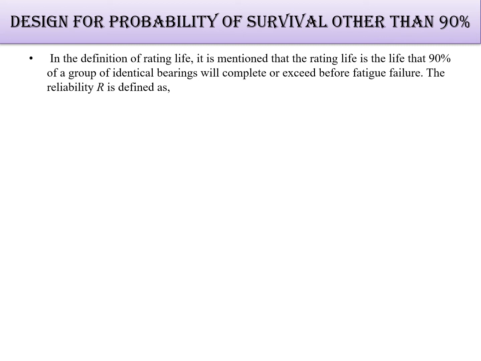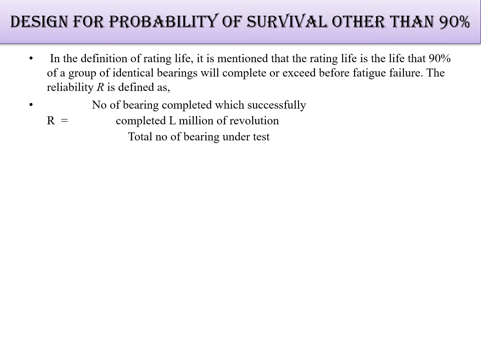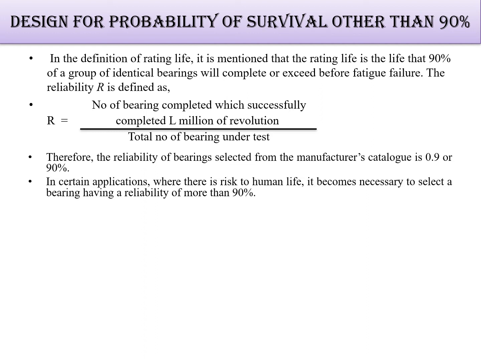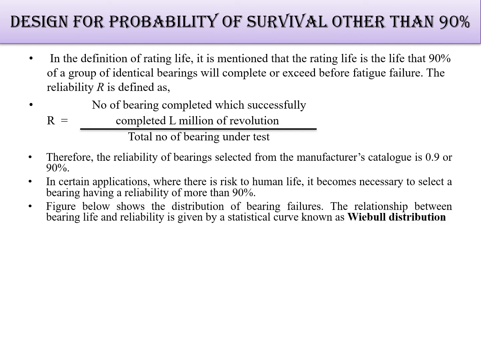So the reliability R is defined as the number of bearings which successfully completed L millions of revolutions upon the total number of bearings under test. Based on this, the R value is defined. From the manufacturer catalog, it is taken as 0.9 for 90%, and whenever the human risk is there, at that time it is more than 90%.